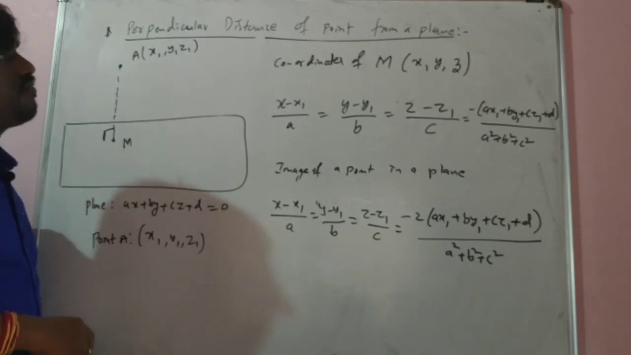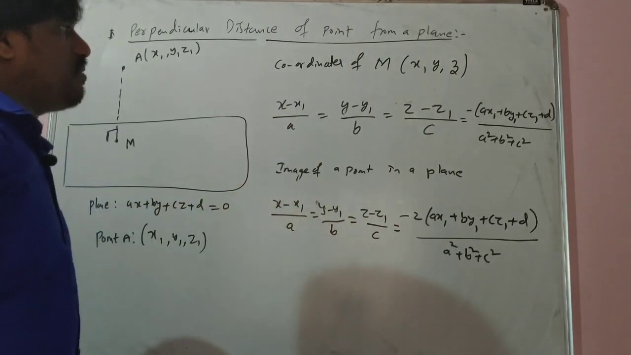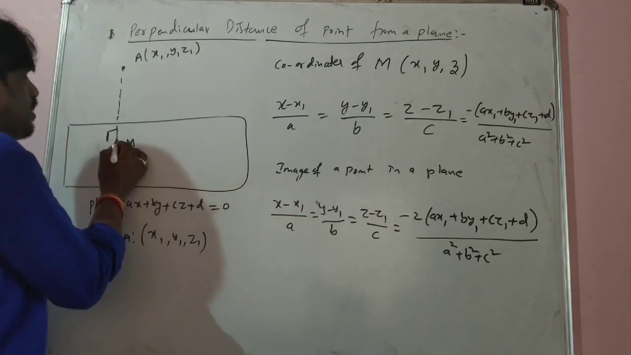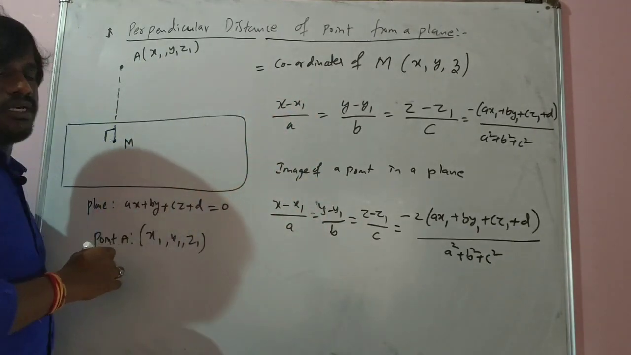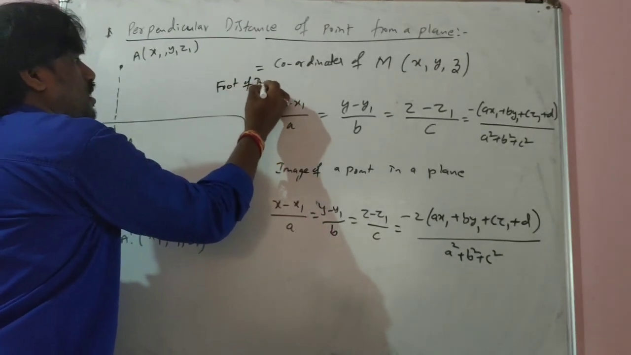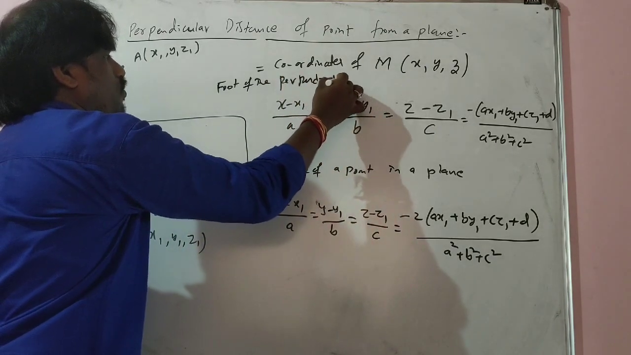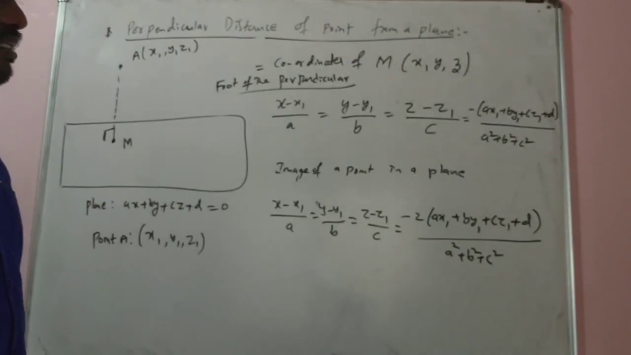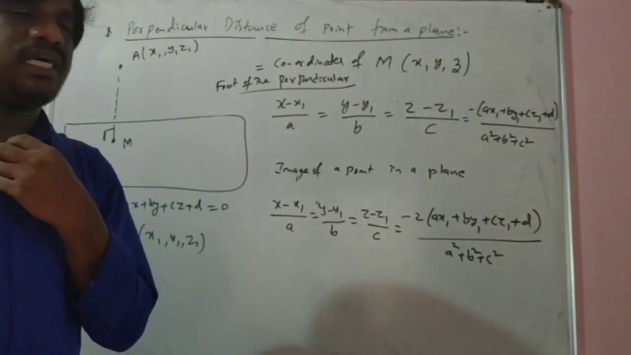For the perpendicular distance of a point from a plane, the formula is (x minus x1) by A is equal to (y minus y1) by B is equal to (z minus z1) by C is equal to, and here you will get the foot of the perpendicular, not the perpendicular distance. The coordinates of P we are going to get are called the foot of the perpendicular. This thing you have learned actually in straight line. I explained the proof also; the same way here also.